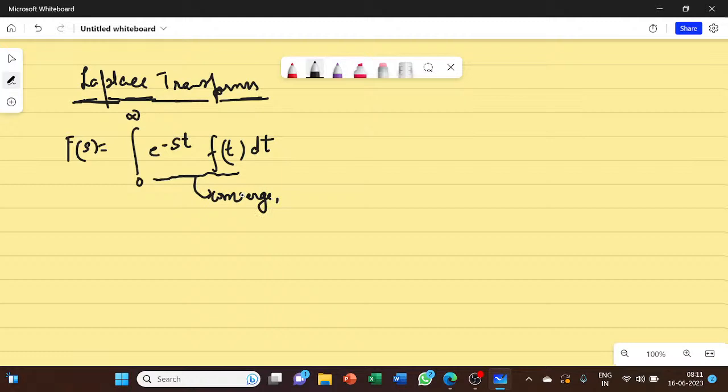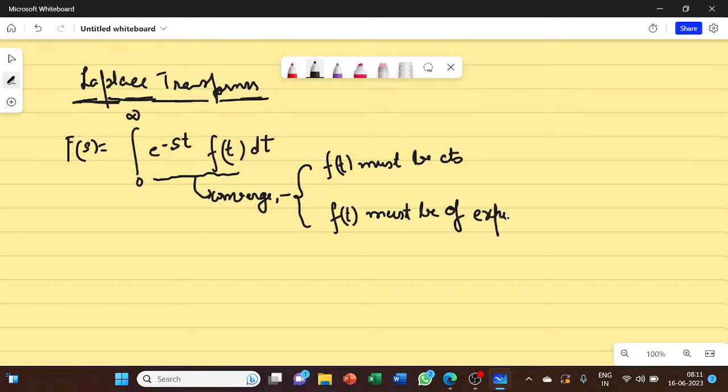And what were the conditions before? Condition number one: your function f(t) must be piecewise continuous on 0 to infinity. There were two conditions assigned to it. One was that f(t) must be a piecewise continuous function, and secondly, f(t) must be of exponential order. These two things were importantly suggested when I was giving you the lecture, so these two things are very important.